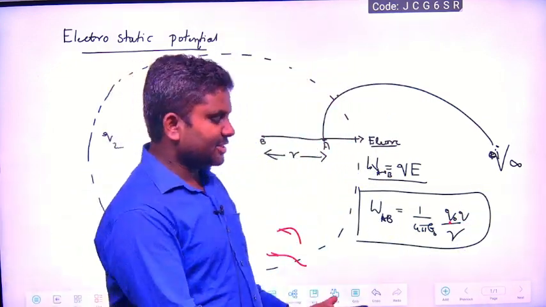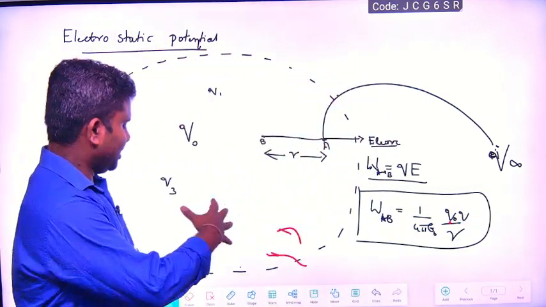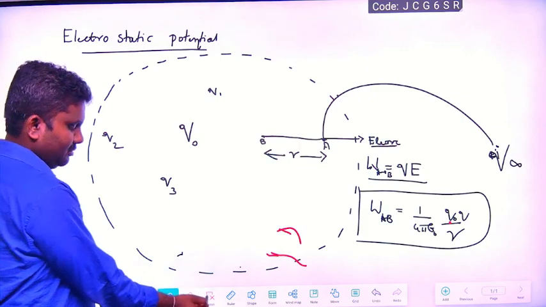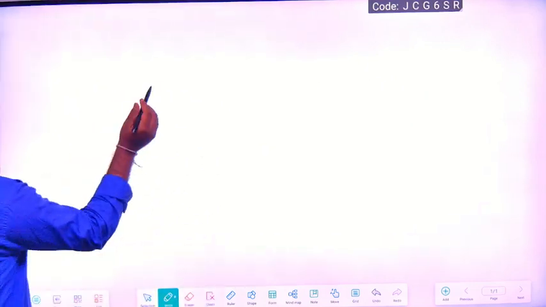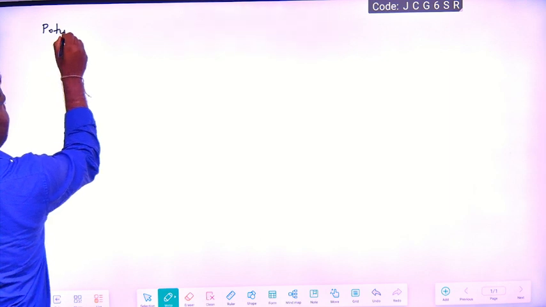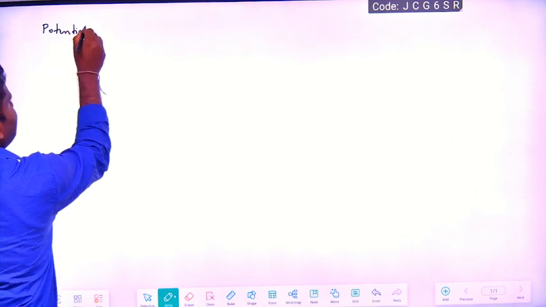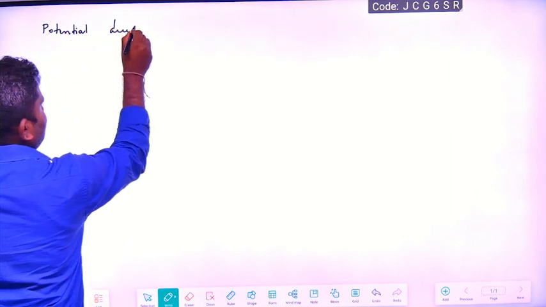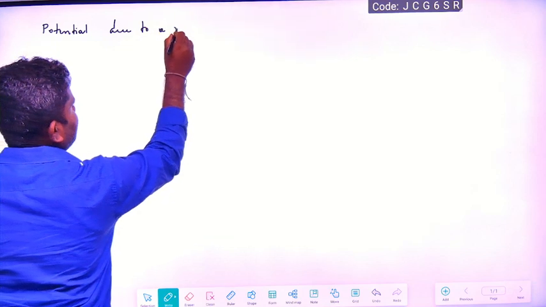Understood? I will explain it in a better way. Just listen. Shall I clear it? I will explain once again. You see, what is the electric potential? Potential due to multiple charges.